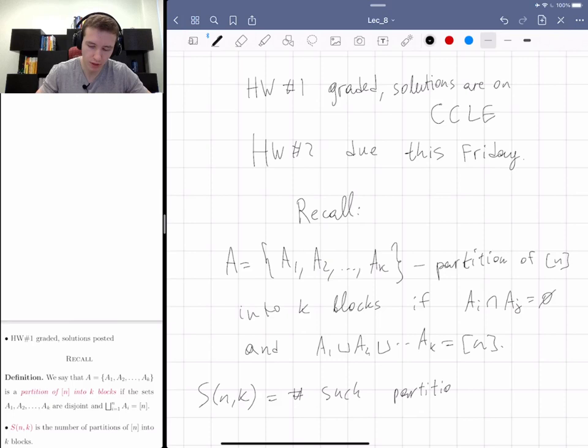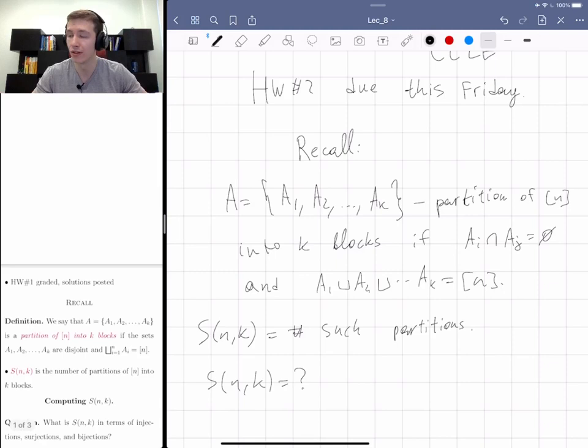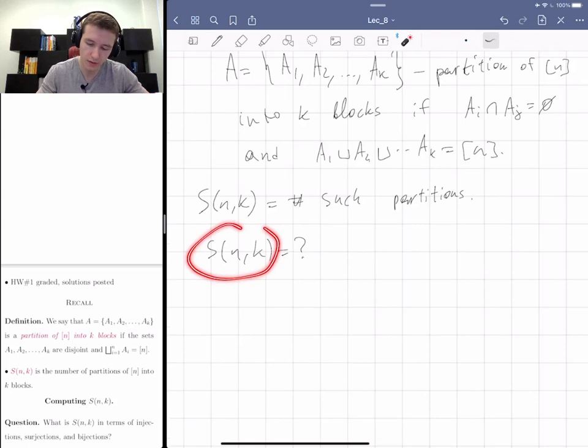So the goal of today's lecture is to find some sort of nice formula. Last lecture and before that we did recurrence relations, which in principle allow you to find S of n comma k, but I'm going to give you a faster algorithm, or a more beautiful formula. How do you find this number? The first step is to formulate this number not in terms of set partitions, but in terms of bijections or injections or surjections, some kind of objects like this.